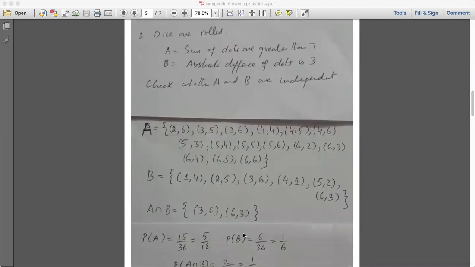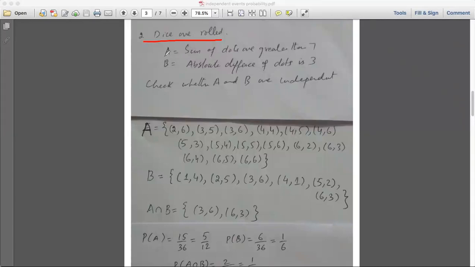Similarly, we have another example to check two events are dependent or independent. In this example, as you can see, what is given, see it and read it carefully. The question is, two dice are rolled. Okay, two dice are rolled, and we need to check with the two events A and B.